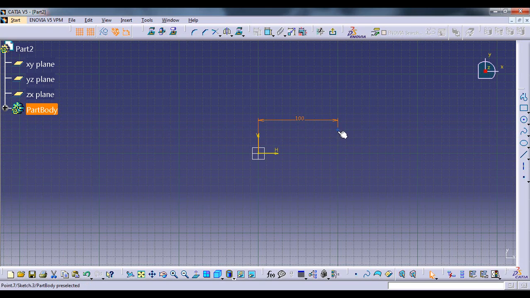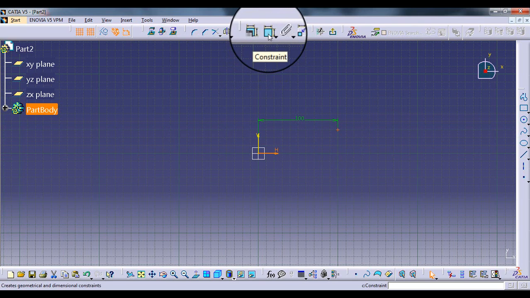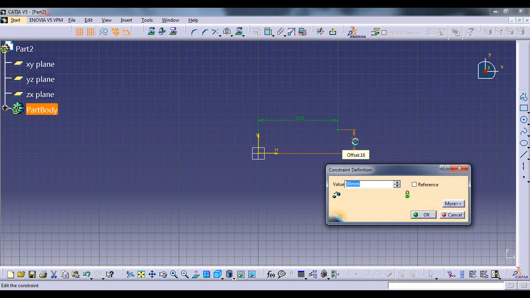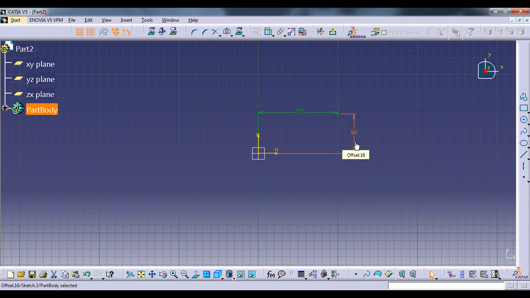We can see that this point is now at a distance of 100 mm. This point I want to be at a distance of 50 mm, so I will select this point and this horizontal line, and again select this constraint command. I want this distance to be 50 mm, so I will double click on it and enter this length as 50 mm. So this is the required point, which is at a distance of 100 mm from the vertical axis and at a distance of 50 mm from the horizontal axis.